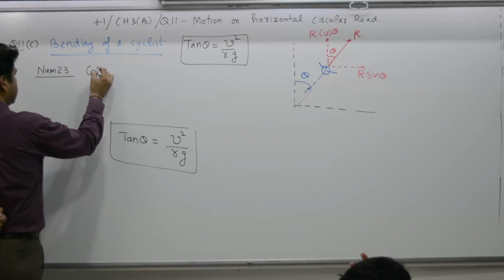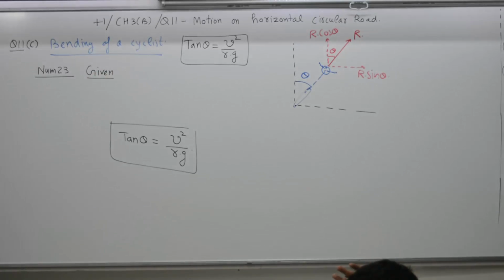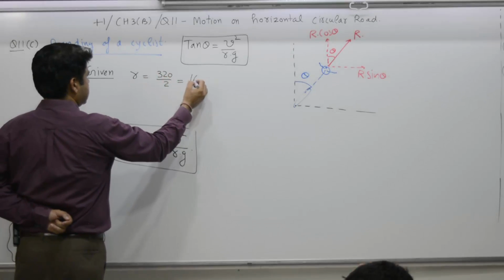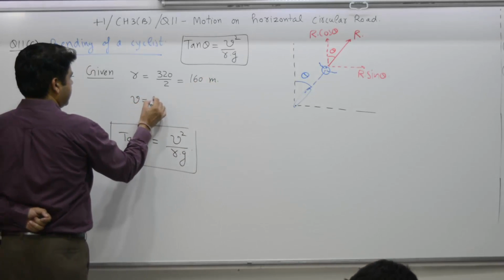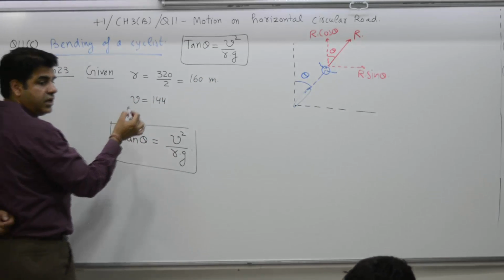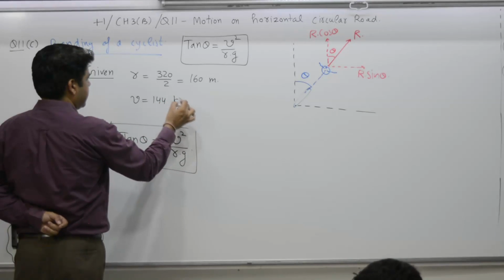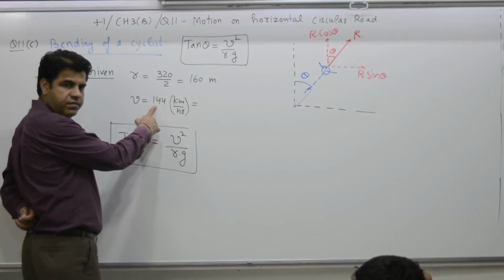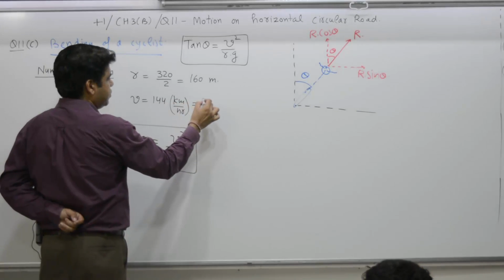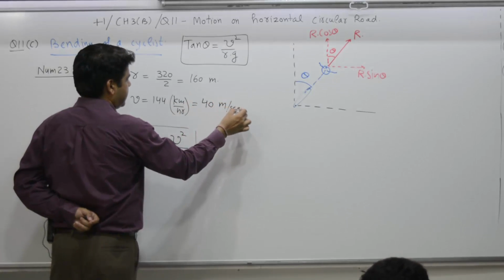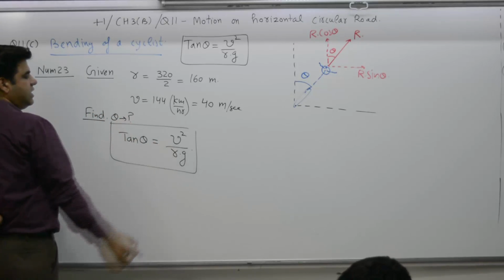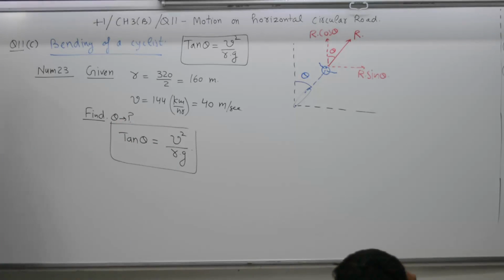What is given is diameter, that means radius is equal to 320 meter by 2 is 160 meter. Speed, 144 kilometer per hour. 1 kilometer per hour is 5 by 18. 144 times 5 by 18 comes out to 40 meter per second. What you need to find out is theta. Tangent theta is equal to what? V square by RG. Put values, come out with the answer.